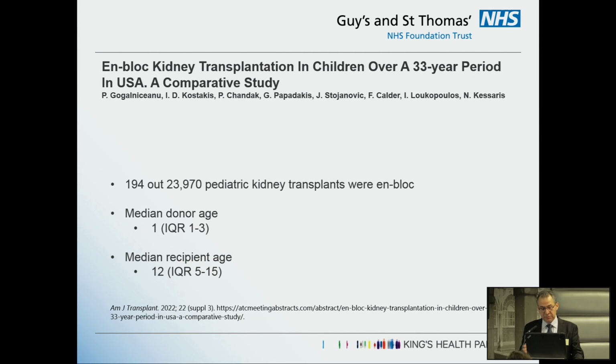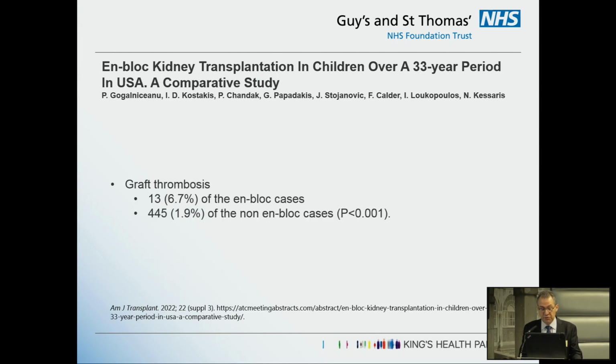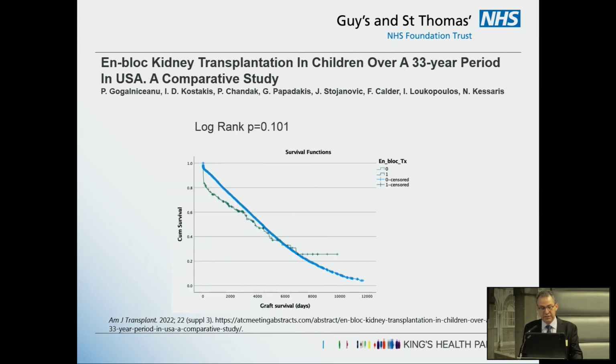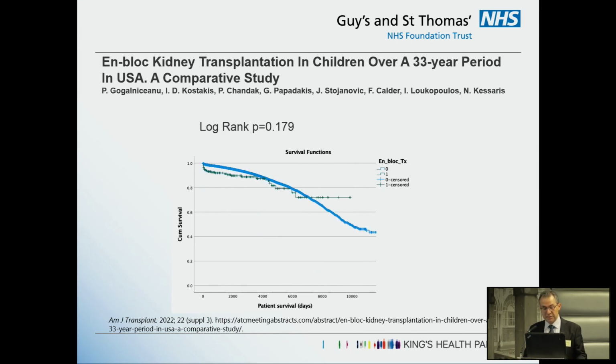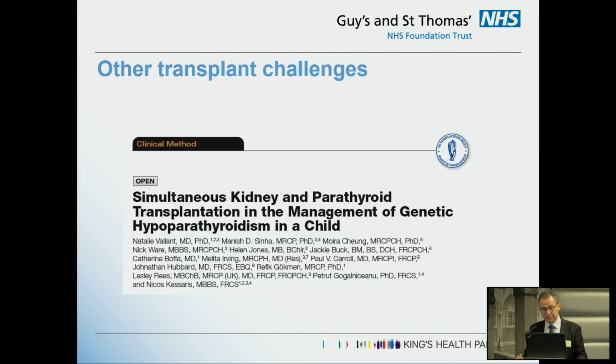Now, talking about en blocs, we again reviewed the UNOS data, and we had 194 out of 23,970 pediatric transplants that were en bloc, and some 6.7% had graft thrombosis versus 1.9% in the non-en bloc cases. And this was significant. And this is the Kaplan-Meier curve, and you can see that drop at the beginning because of this early graft loss in the en bloc cases. But the overall graft survival was similar, as you can see here, and patient survival.